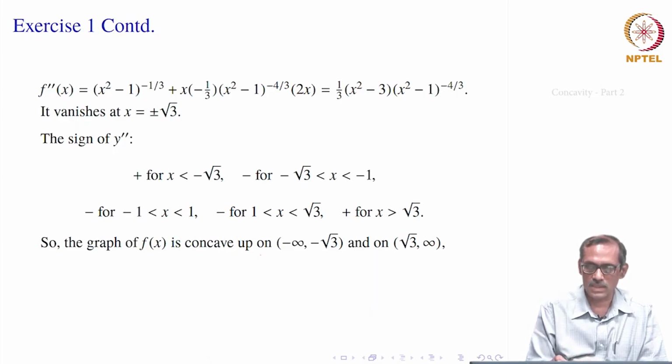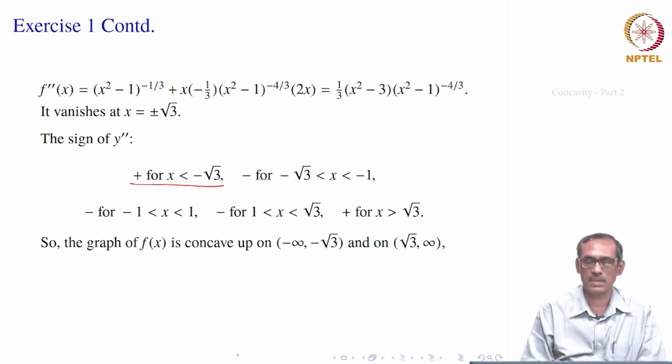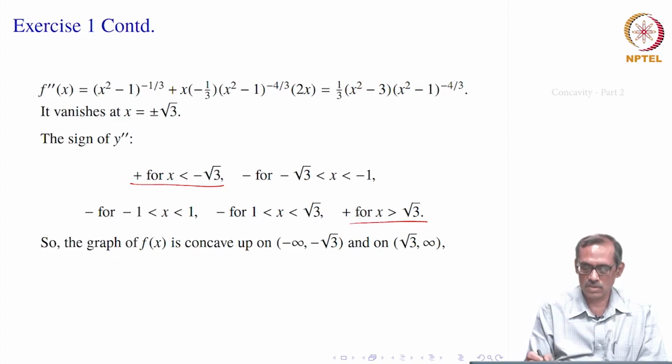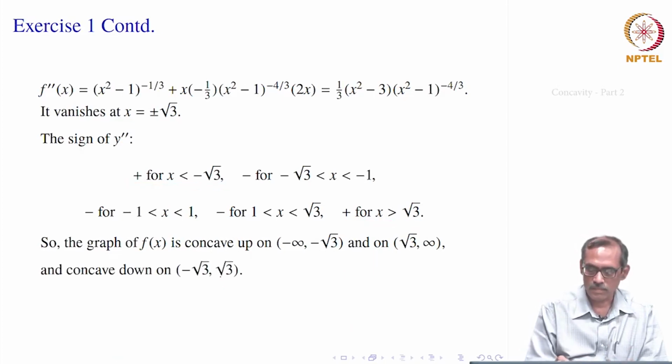Now, the graph of f x is concave up on minus infinity to minus root 3, because f double prime is positive in this interval, and also it is positive on root 3 to infinity. So, both these intervals, minus infinity to minus root 3 and root 3 to infinity, it is concave up. And what about the other intervals?